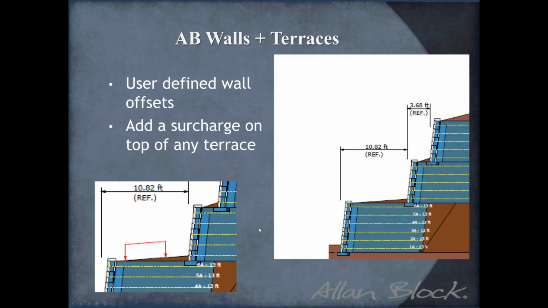Here's a couple slides to show about the user-defined offset. When I was putting this together for the presentation, I was envisioning a set of terraces to fix a hillside that might be overlooking a wetland area, and maybe we've got an 11-foot offset where there's going to be a bike path put in or a walking path. And so now with AB walls plus terraces, you're going to have that ability to do the geometry that's required for your site, as well as put surcharges appropriately on the walls.